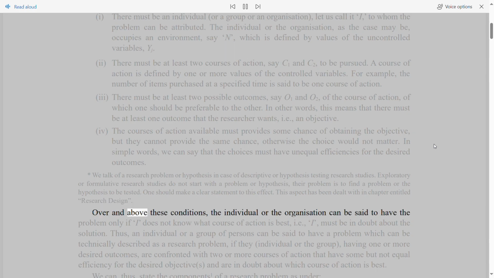Over and above these conditions, the individual or the organization can be said to have the problem only if I does not know what course of action is best, i.e., I must be in doubt about the solution. Thus, an individual or a group of persons can be said to have a problem which can be technically described as a research problem if they, having one or more desired outcomes, are confronted with two or more courses of action that have some but not equal efficiency for the desired objectives and are in doubt about which course of action is best.